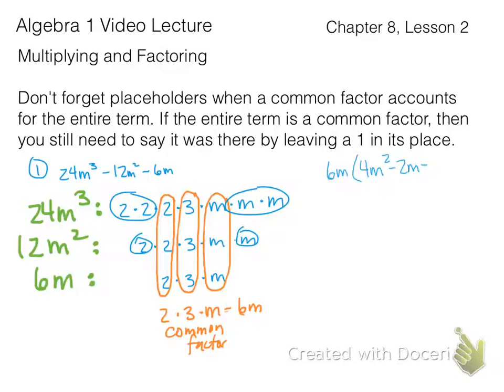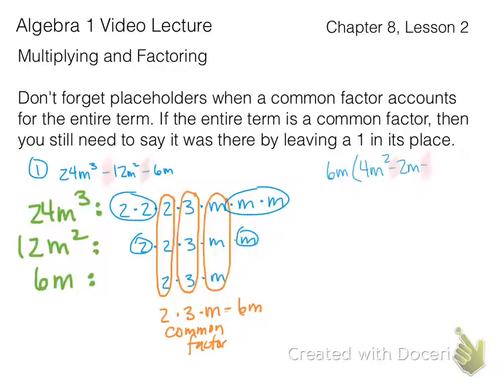So 2m. And again, I'm using the subtraction from there, guys, to keep it. You have to keep that sign. If they were plus, they were plus. If they're subtraction, then you've got to keep the subtraction. Now, as you can see, for the third term, 6m, there's nothing left. We pulled everything out using the common factor.